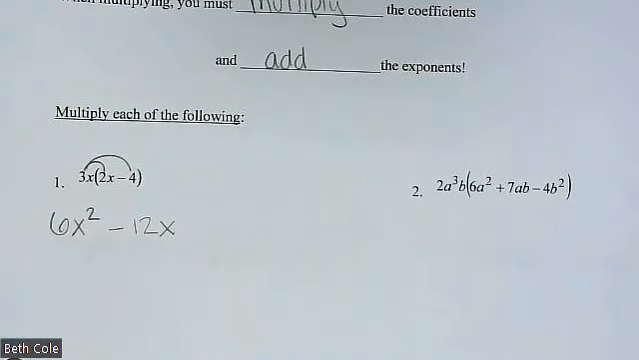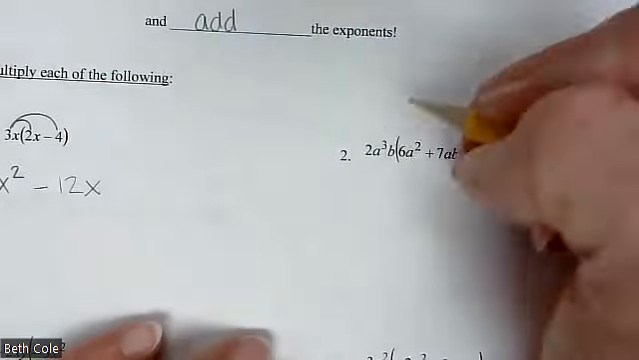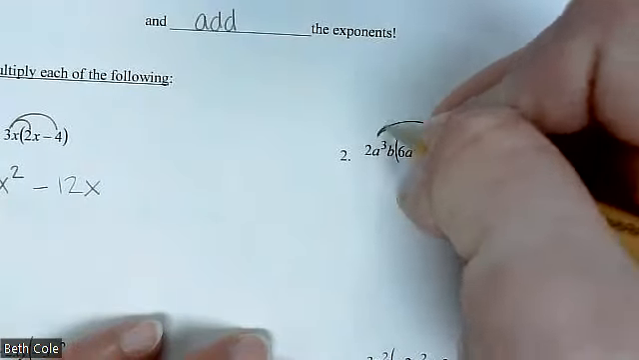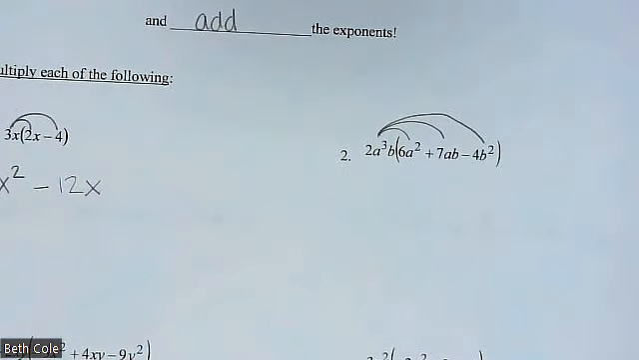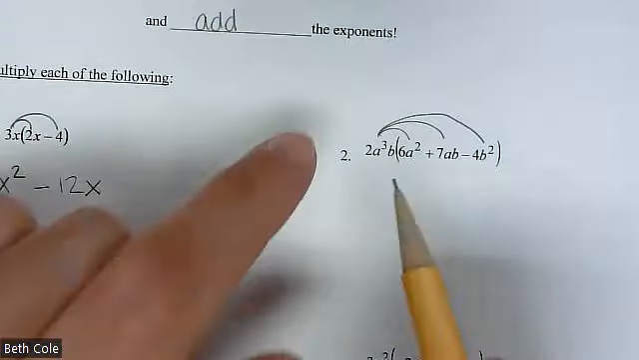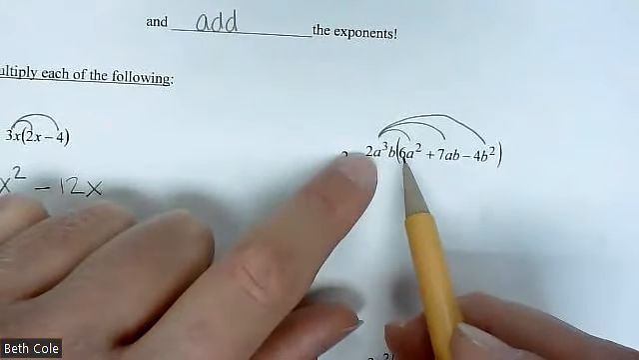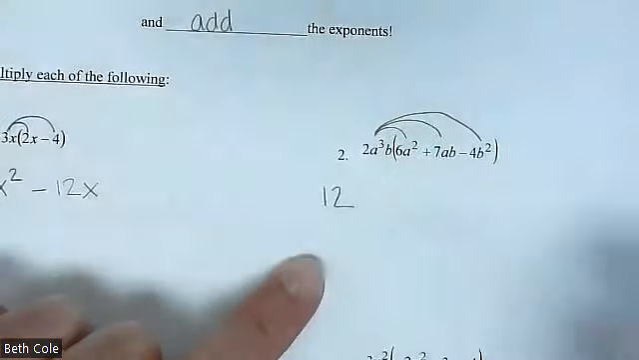Very good. Let's try it again. Now, this one's more complicated, obviously, but it's the exact same idea. You have to distribute to all three of those. Do you remember what we call it when there's 3 terms? What's the prefix that means? Trinomial. So when you multiply the first two, 2 times 6 is 12.